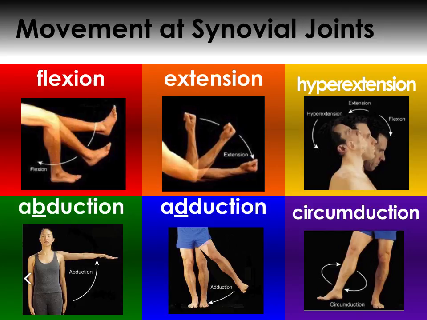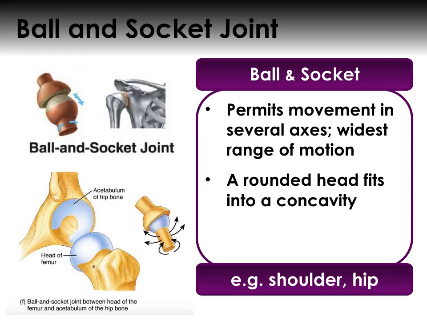So here's just some illustrations to go through those again. Flexion decreasing, extension increasing, hyperextension more than normal, abduction moving away from the midline, adduction moving towards the midline, and circumduction in a circular motion. Ball and socket joints permit movement around several axes, and they provide the widest range of movement. This is in the shoulder and the hip.